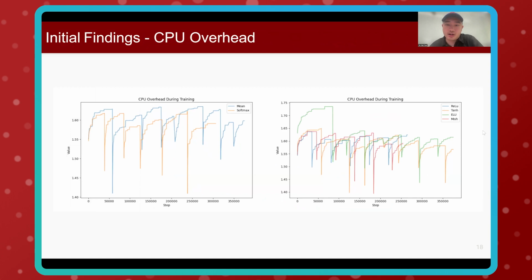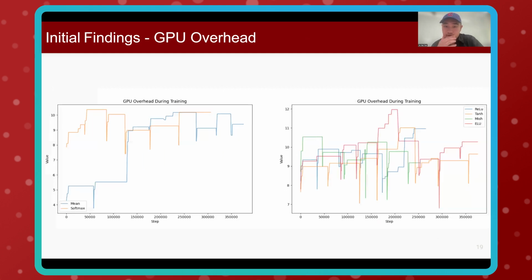In these two graphs, we see the CPU usage, where different aggregation configurations vary slightly in resource consumption, but all remain within a tight range, suggesting efficient CPU utilization. Next slide. The GPU overhead also varies slightly depending on the aggregation method and activation functions used, but they all show efficient utilization of the computational resources.